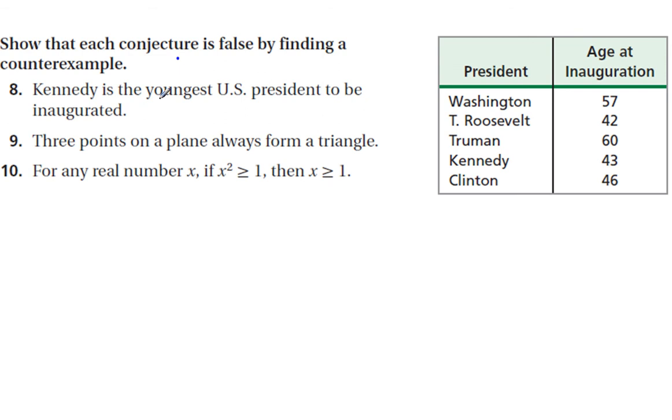Get excited. Alright, so Kennedy is the youngest U.S. president to be inaugurated. So we're going to have to go to Wikipedia and look up the inauguration age of presidents. Oh, no, wait, there's a chart right here. Okay, let's look at the chart. So Kennedy was 43. We need an example showing that he wasn't the youngest guy. Well, good thing we got old Teddy Boy Roosevelt, who is 42. So what is our counterexample?